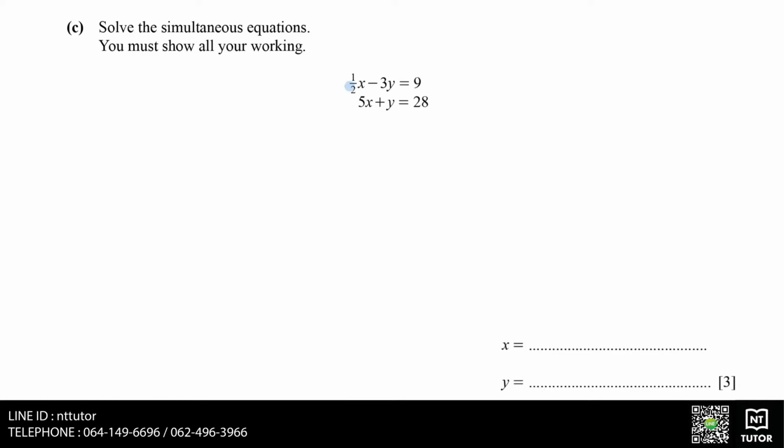If we try to make the number in front of the x the same, we know that a half multiplied by 10 equals 5. This means that we can multiply 10 to the first equation to make it 5x.